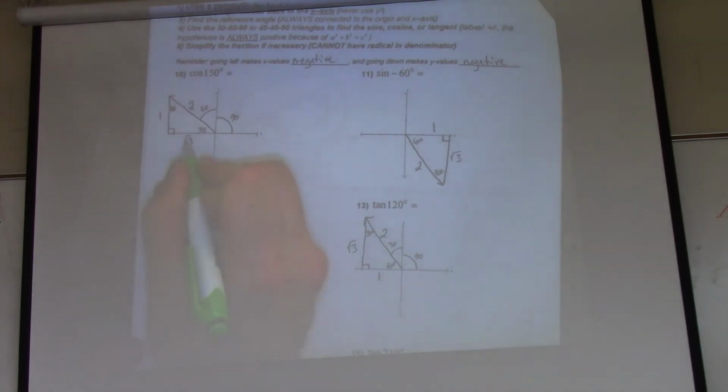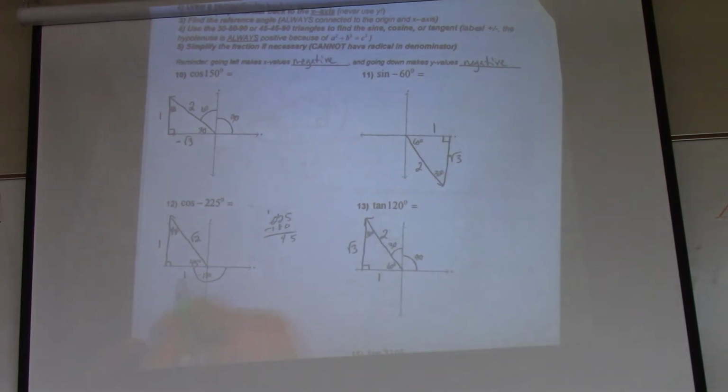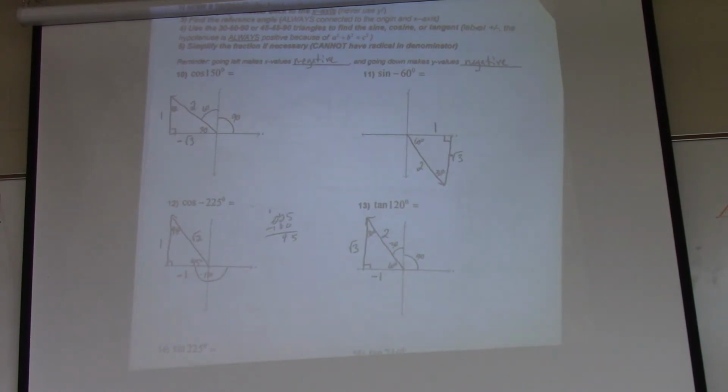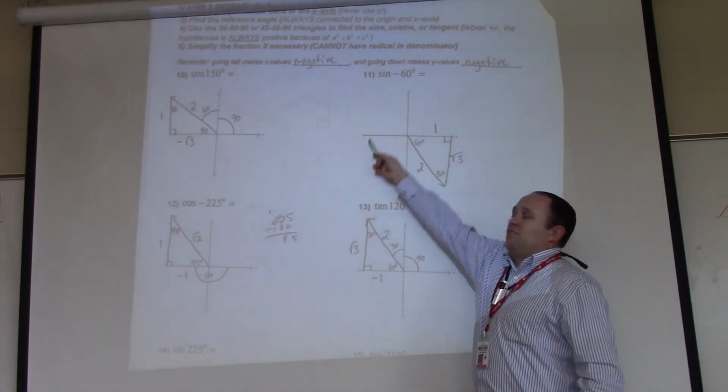So right here, I went left, that's negative. Up, is up negative? No. What about to the right? Is that negative? No. What about down? Yup, so this one has to be negative. What about here? Is left negative? Yup. Is up? No. Now, if I have one down here, then it has to be negative and negative.